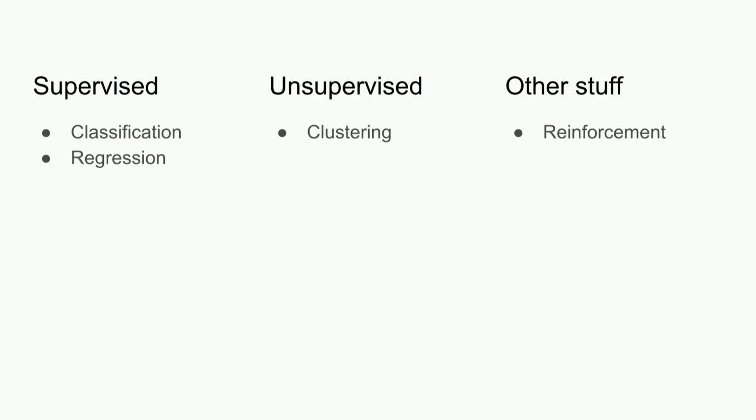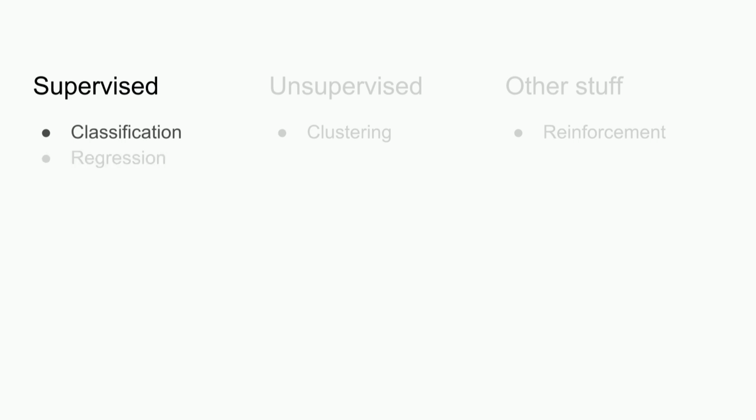Again, this isn't comprehensive. Supervised learning is what we're going to talk about for most of today and what we'll talk about first. In supervised learning, we have a set of input data and a set of output data, and the input data maps to the output data. So we could have, for instance, credit card application data that maps to whether or not someone should get the credit card. So let's talk about classification first.